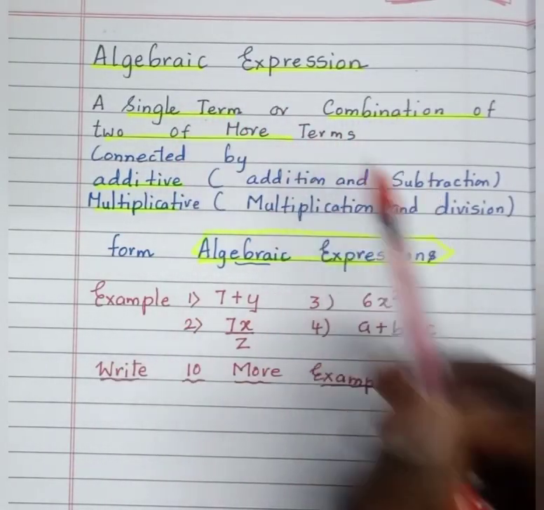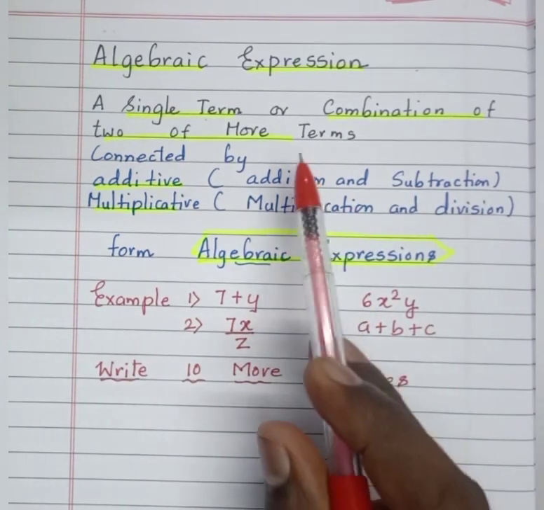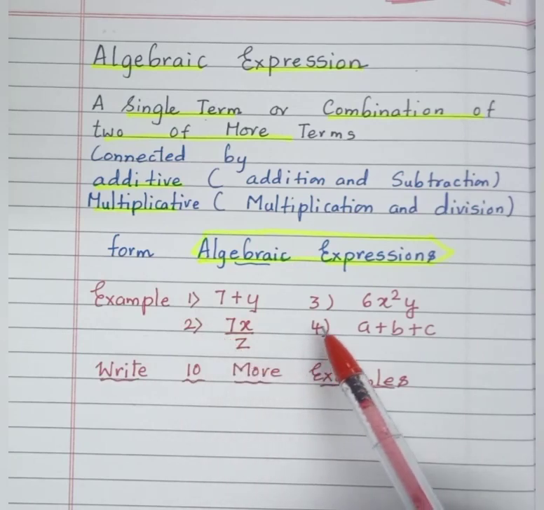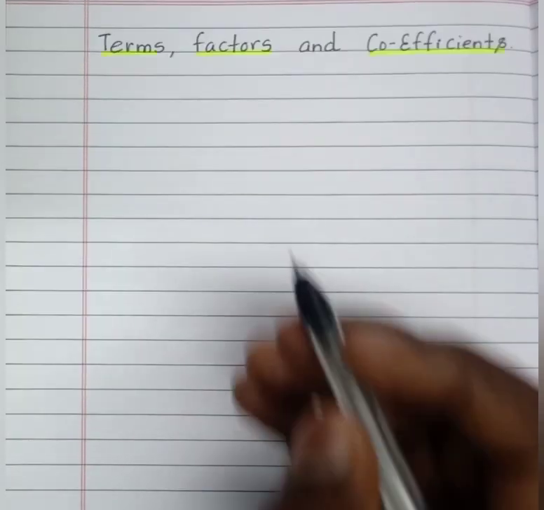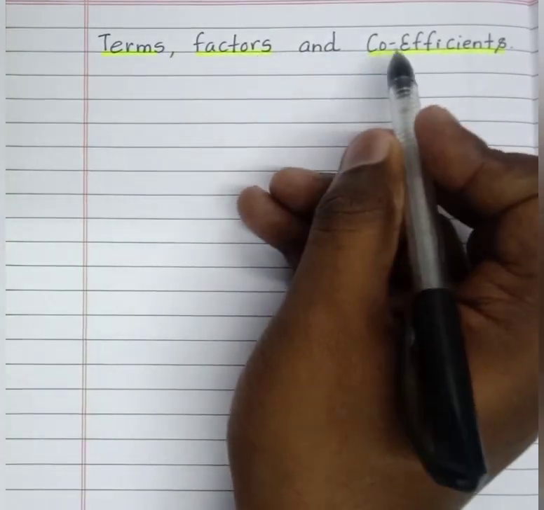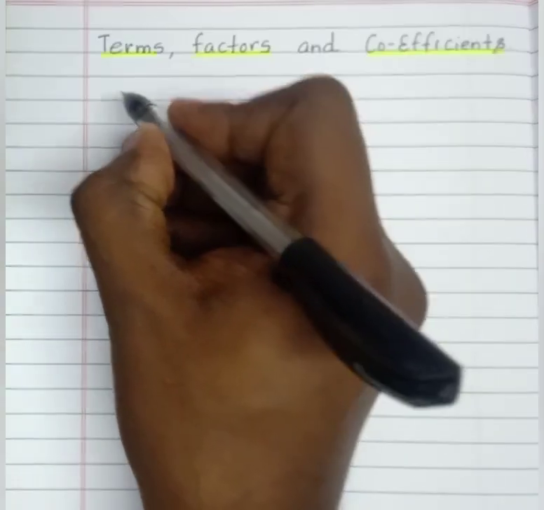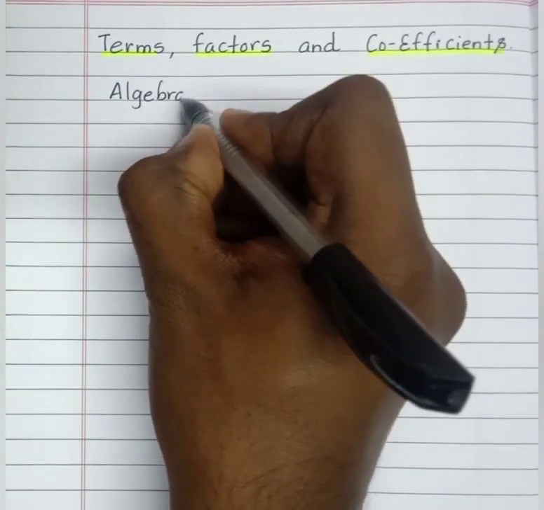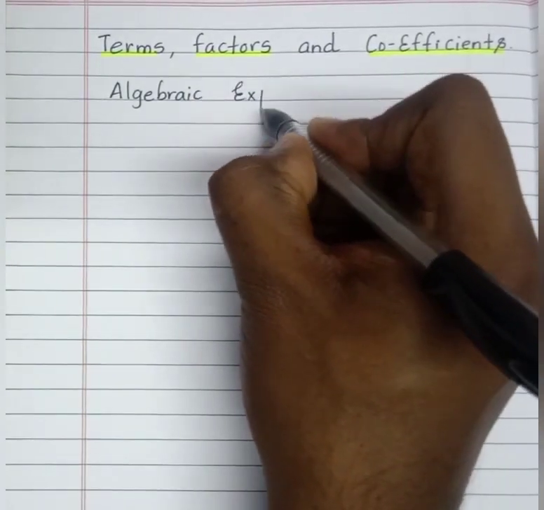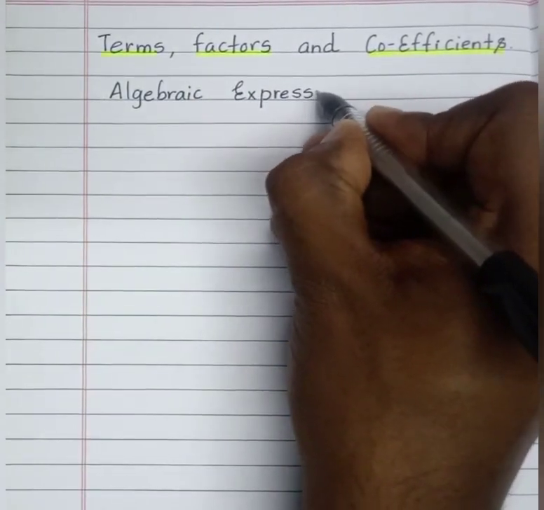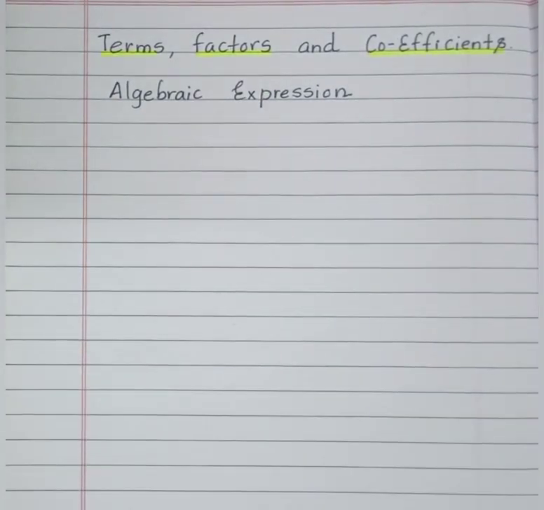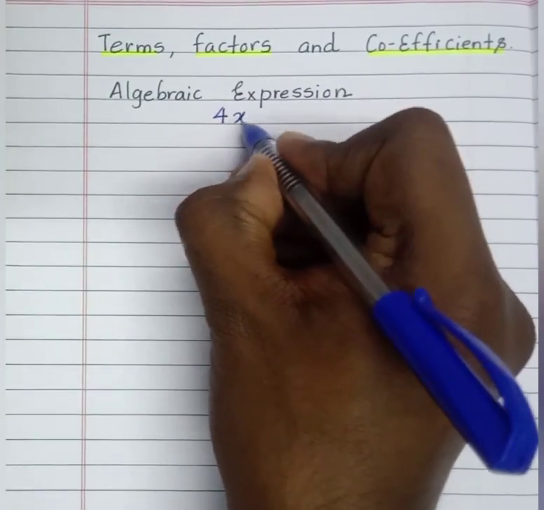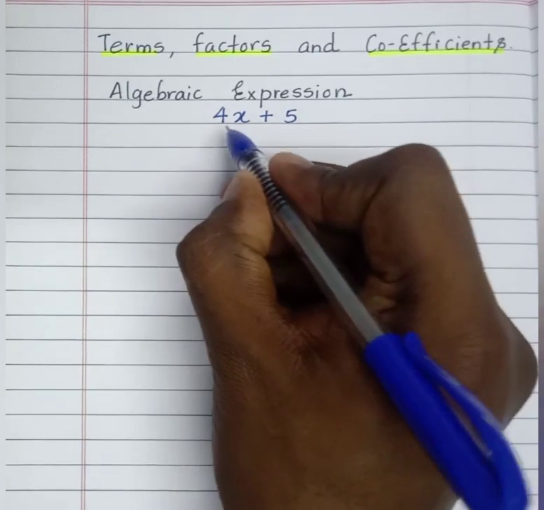If you observe example 1, it is made up of two terms, that is 7 and y. If you observe example 2, 7x divided by z, it is a single term, whereas the third and fourth are made up of 1 and 3 terms. Now we understand what you mean by terms, factors and coefficient. Now let me take an example of an algebraic expression, 4x plus 5.